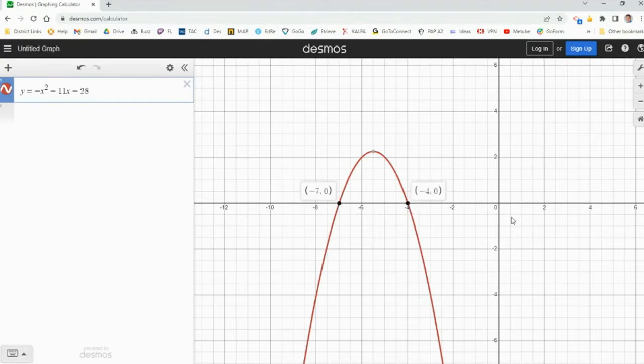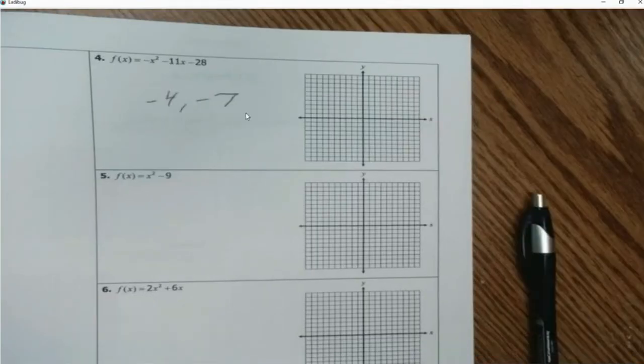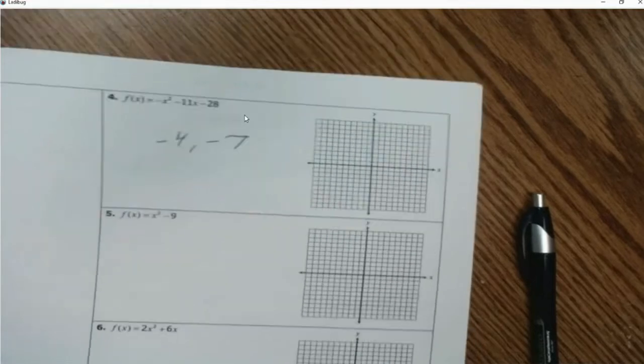Okay, so when I look at this, there are two solutions. The solutions are -4 and -7. So that is where it crosses the x-axis. That is the zeros. That is the roots, the solutions to this equation. So I'll write that in, -4 and -7. All right, let's move on. That is what 2.1 is, solving quadratics by graphing. All right, not overly difficult, but let's look at other ways to solve.